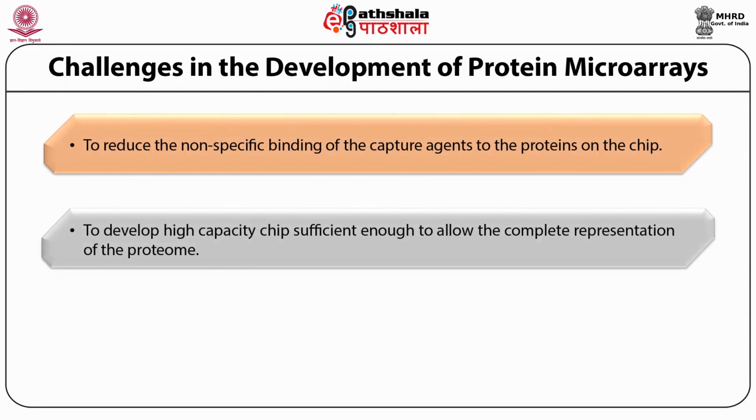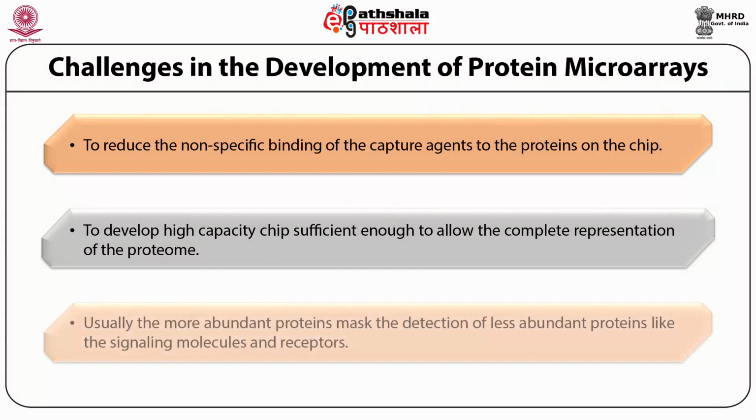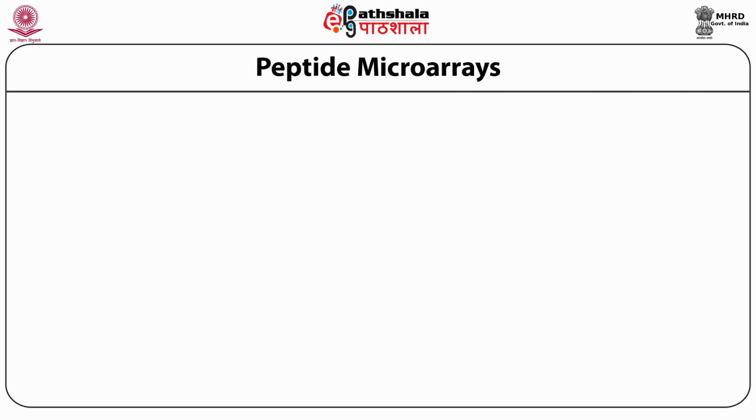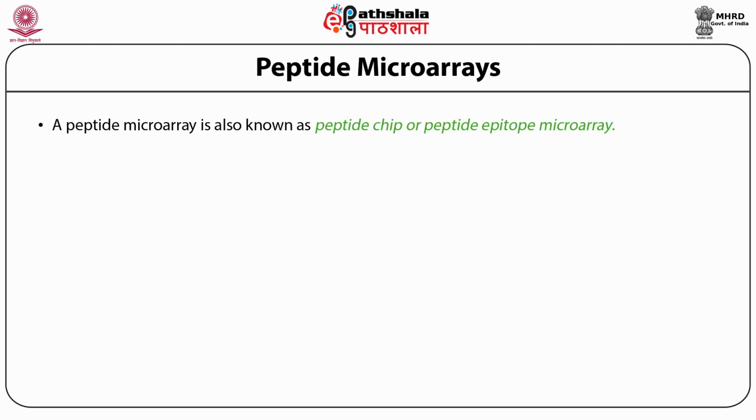To develop high-capacity chip sufficient enough to allow the complete representation of the proteome. And finally, usually the more abundant proteins mask the detection of less abundant proteins like the signaling molecules and receptors. Peptide microarrays. A peptide microarray is also known as a peptide chip or a peptide epitope microarray.